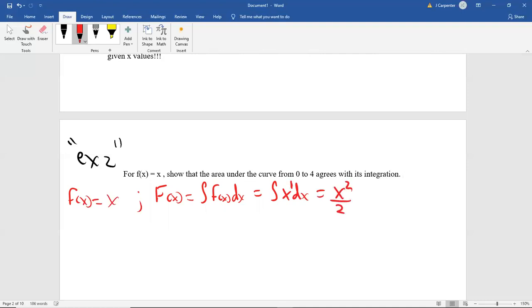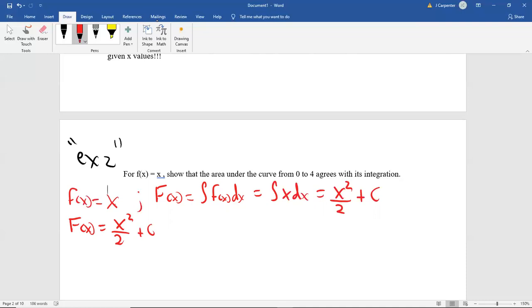This is an x to the 1, so you add 1 and divide by the same value. Again, these numbers have to match. And then you go plus c normally. Again, as I said, coming up, we'll talk about why the c is going to go away very shortly. So there's our integral. If little f is x, then uppercase F is x squared over 2 plus c.